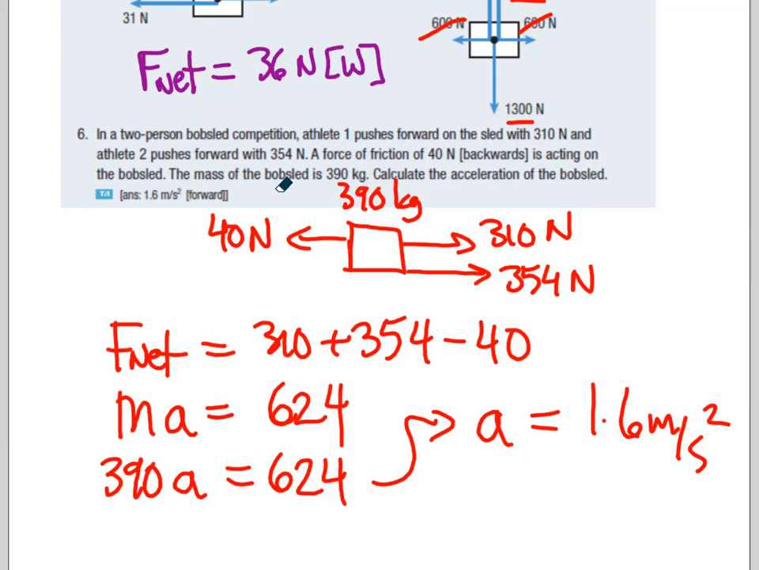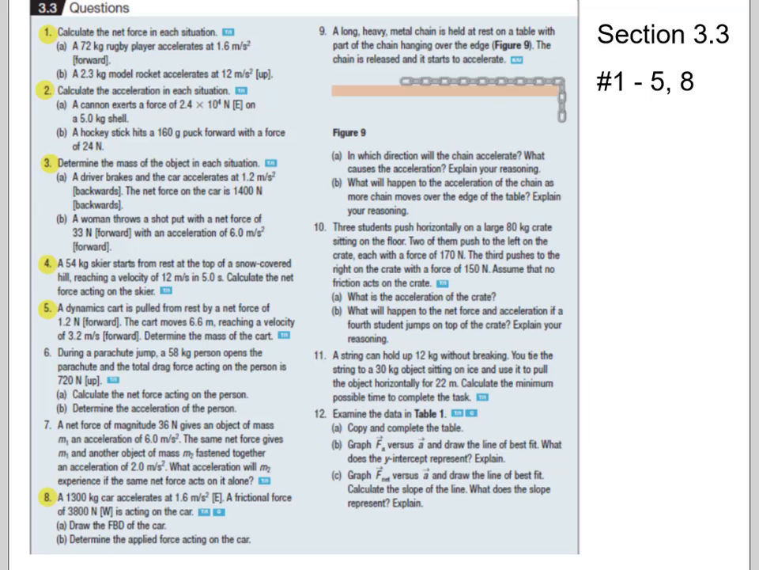Okay, and there's your answers. A little more practice if you want. You can find a few more questions at the end of the textbook. Section 3.3, 1 to 5, number 8 are all good choices.